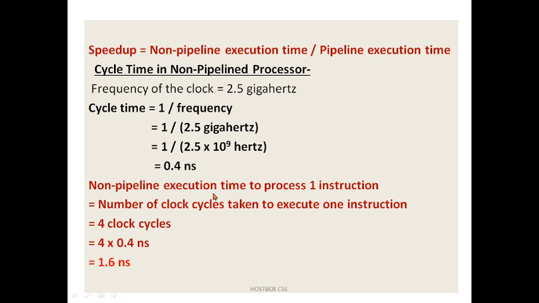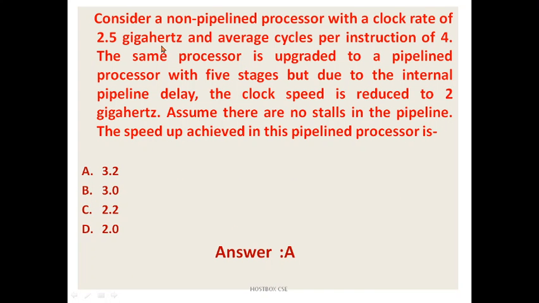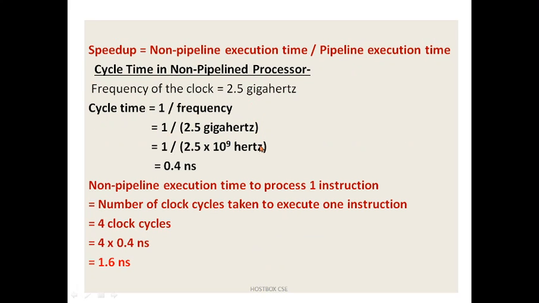So the non-pipelined execution time to process one instruction is the number of clock cycles taken to execute one instruction. We have taken 4 clock cycles because it is already given in the sum, that is per instruction. And moreover in the pipeline also, the same we can take. Now go for the next one.